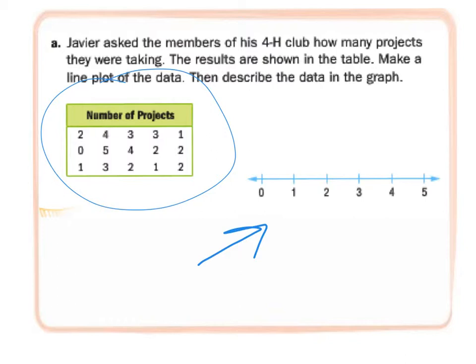So I'm going to start with 0, and I see that I have only one 0, so I'm going to put an X above 0. Then I'm going to move on to 1. I see 1, 2, 3 ones, so 1, 2, 3. Then how many 2's do I have? 1, 2, 3, 4, 5 2's. 1, 2, 3, 4, 5.